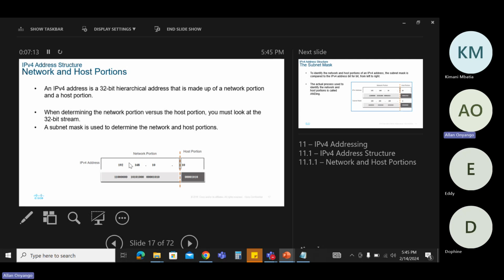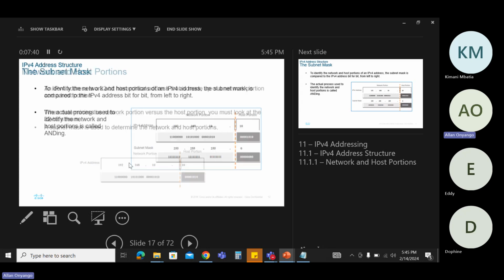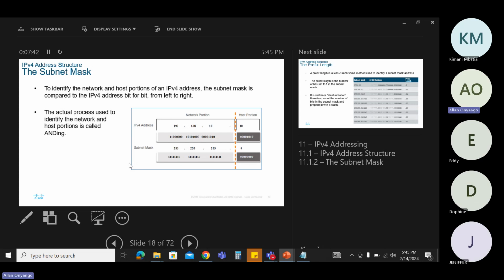Looking at the diagram we have at the bottom here, we can actually see that in every address, we will have two portions. The left-hand side, we call it the network portion, and the right-hand side, we call it the host portion. I will show you how to determine the host and network portions in a few. In a few, I will be showing you how to do that differentiation. And here we go. I'm just going to show you that right now.